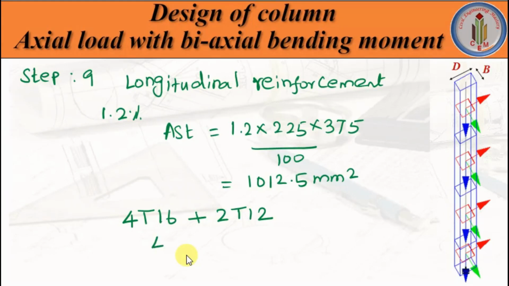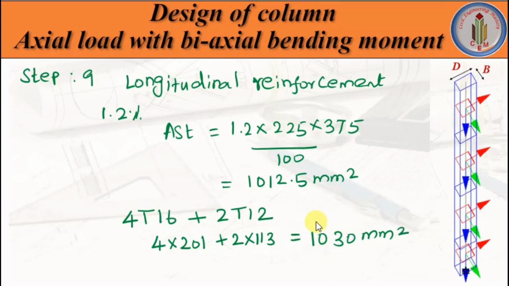Let me tell you how you have to calculate. You know the area of one bar, right? So area of 16 mm bar is 201 mm square, plus two numbers of area of 12 mm bar is 113. So if you solve this one, you get 1030 mm square. The area provided is 1030 square millimeter and area required is 1112.5 square millimeter. So whatever the area we have provided is more than the area of steel required.